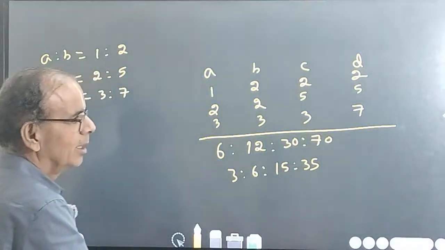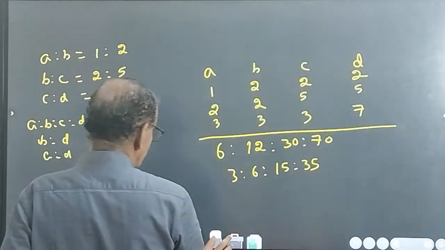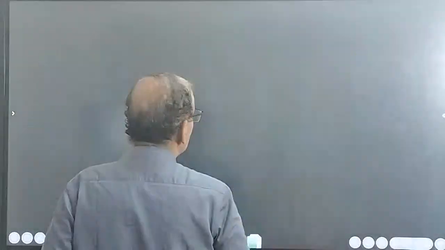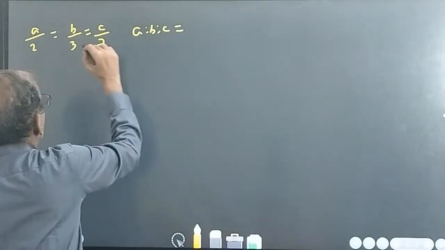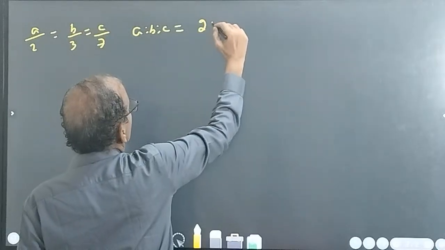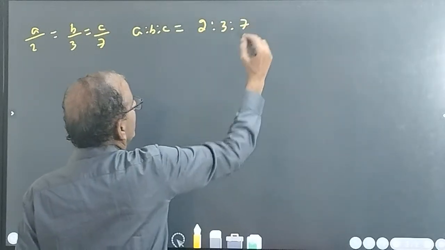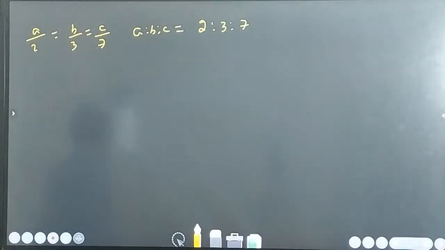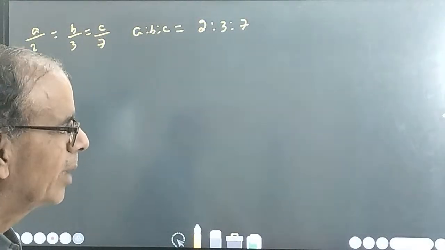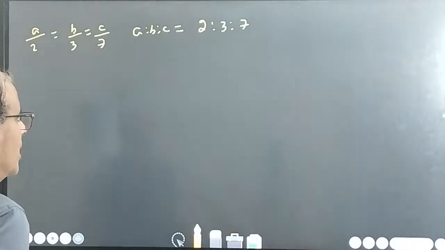Next is, suppose they are asking, I'll tell the shortcuts in ratio and proportion. This is useful for TNPSC students. A by 2, B by 3 is equal to C by 7. Suppose they ask, what is A is to B is to C? Don't do anything. Simply copy these numbers. That is the shortcut. Whatever number is below A, copy that number as it is. Whatever number is below B, copy that number as it is.